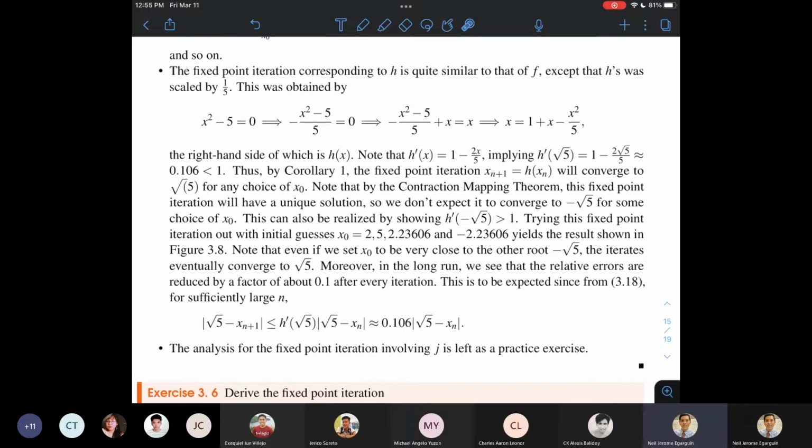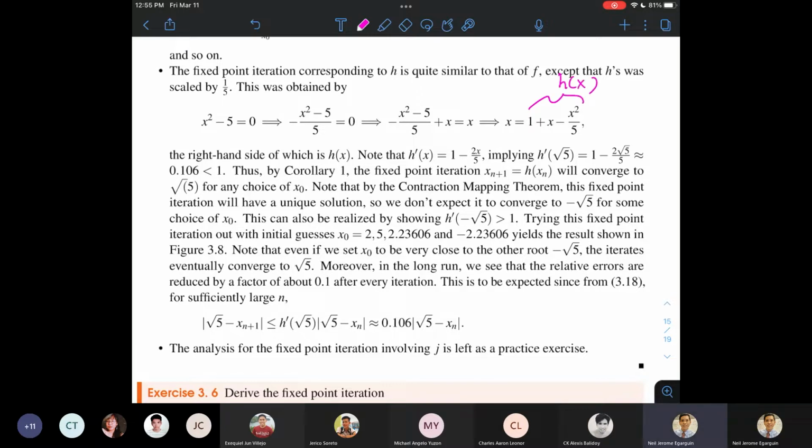Nag-divide lang ako ng negative 5 both sides. Kaya ako nakuha to. Walang nangyari sa right side kasi 0 siya. So, okay lang mag-divide ng negative 5. And then, nag-add ako ng x to both sides. So, nakikita nyo paano nagiging creative rito. So as long as you're doing valid algebraic manipulations, then that's fine. So nag-add ako ng x both sides. Tapos here, I just what? I think I just manipulated this, combined like terms, and I got this one. 1 plus x minus x squared over 5. So, and then I can call this h.